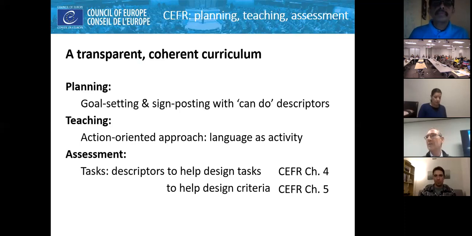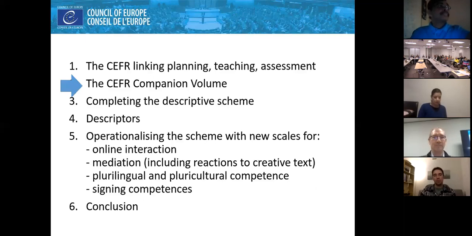And then to help design assessment criteria for the quality of what they've done, Chapter 5 of the CFR is about aspects of competence, so qualitative aspects, like aspects of linguistic competence or pragmatic competence, sociolinguistic, etc.